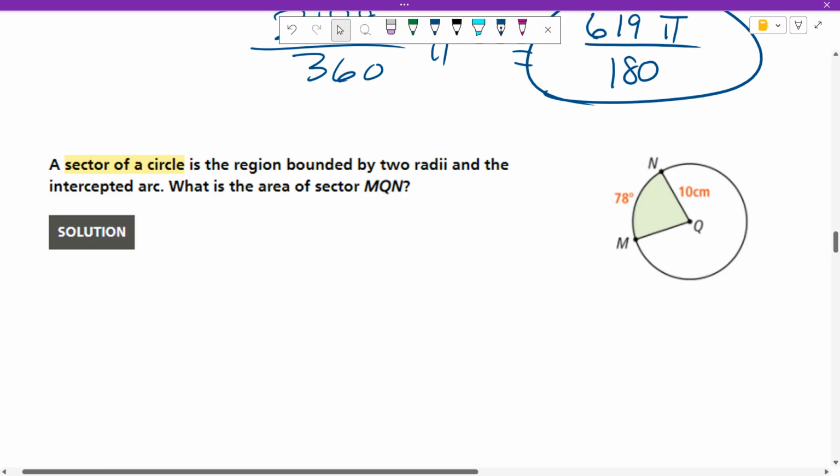So the sector of the circle, and this is on your vocab sheet, for those of you who haven't noticed yet. The sector of the circle is the region bounded by 2 radii in the intercepted arc. This is called the intercepted arc. So it's the area of the pie-shaped piece right here.